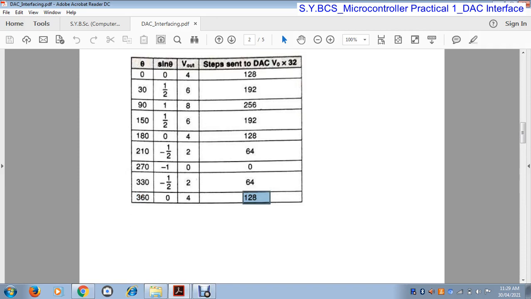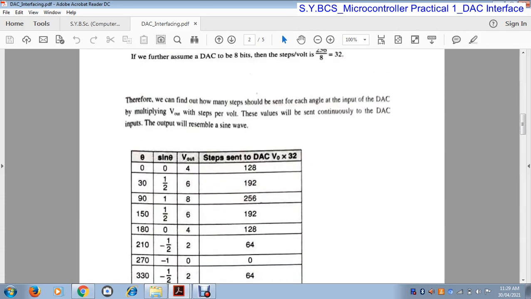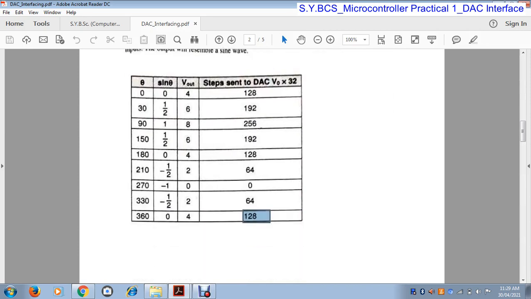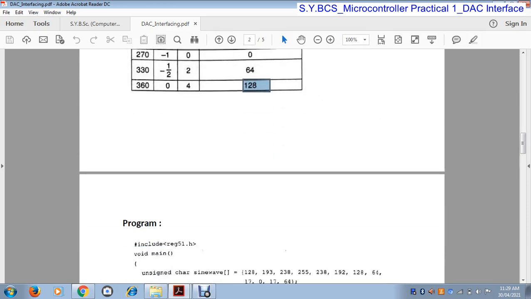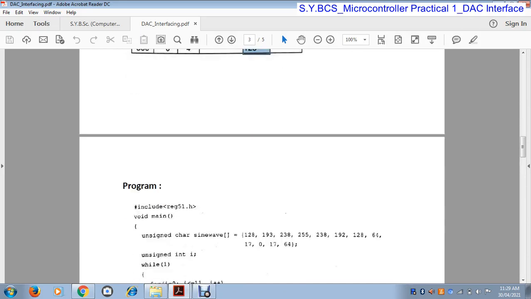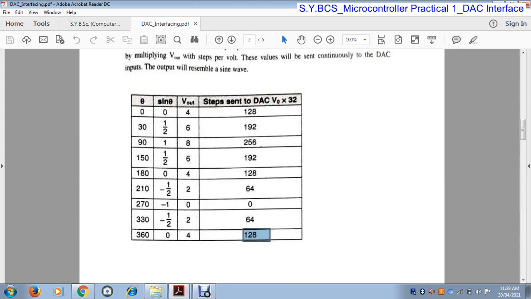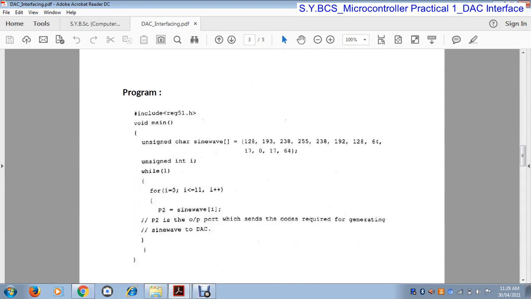So in this way a continuous sine wave is generated by using DAC. Once we get the steps, then by using these steps we can write a program for generating a sine wave. We know that there are 9 steps, starting from 128, 192, 256, 192, 128, 64, 0, 64 and 128. Next we write a program.